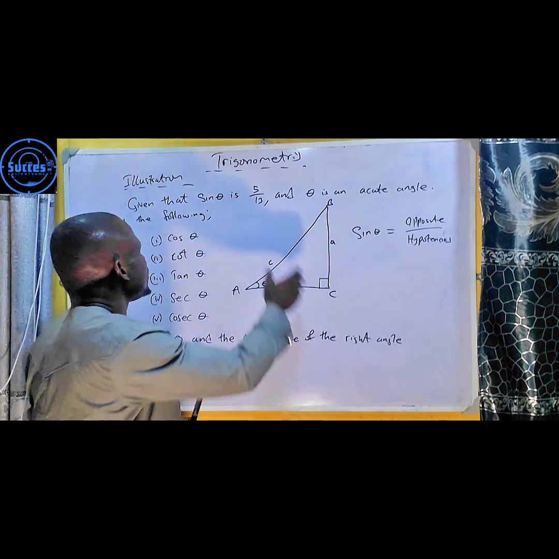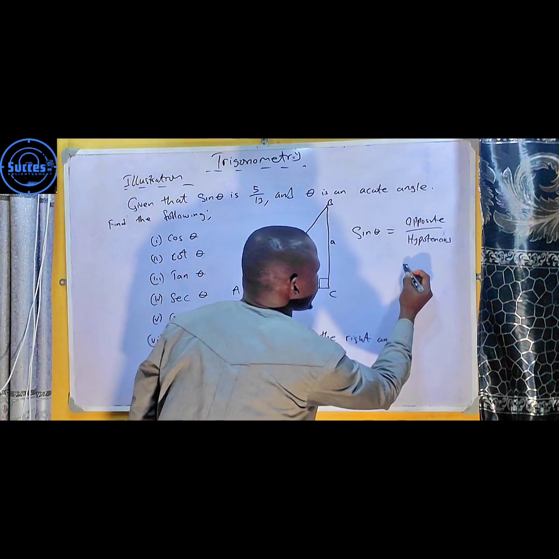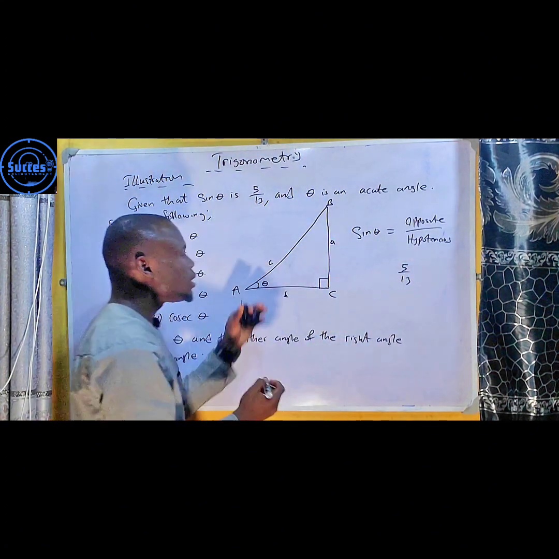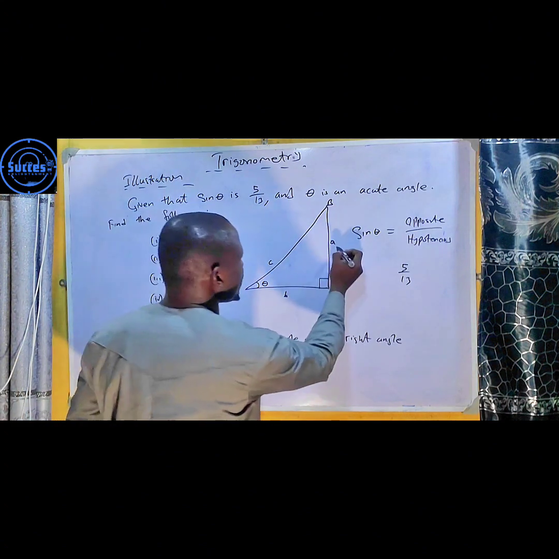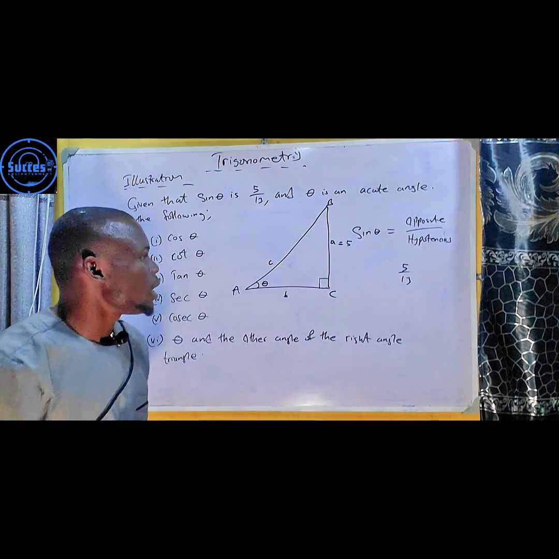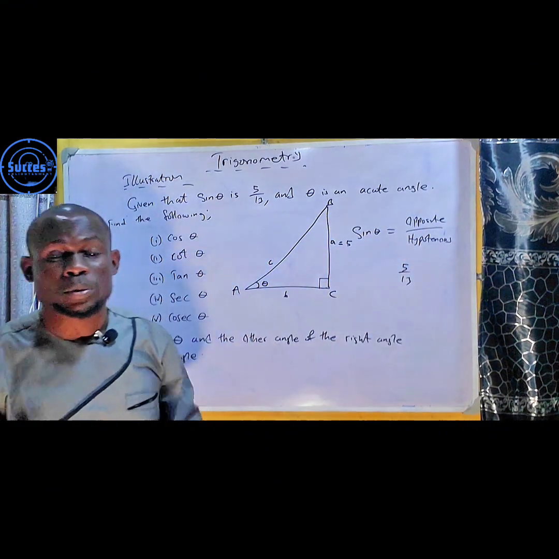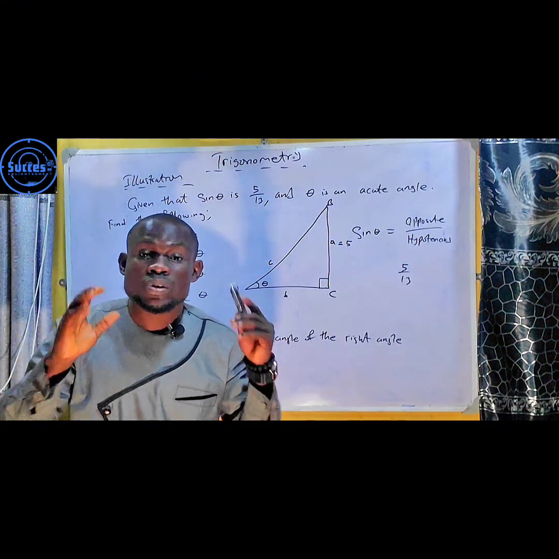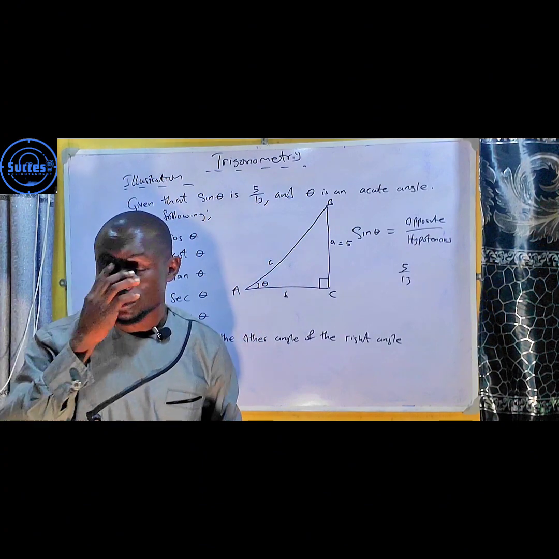And you are given here that your sin theta is 5 over 13. This simply implies that this small letter a is equal to 5. Okay? Then the hypotenuse. What is the hypotenuse? The hypotenuse is the longest side of a right angle triangle. That's what the hypotenuse is.